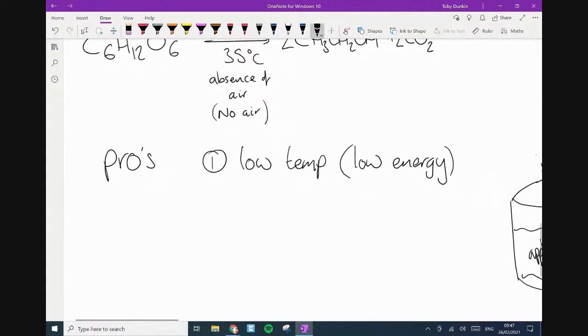The next thing is, what other good things about this are there? This is renewable. Because where's your sugar coming from? It's coming from plants. It's coming from apples. Just grow some more apples. This is renewable. Yeah. Low temperatures, so low energy. Yeah, it's renewable. Would everyone agree?